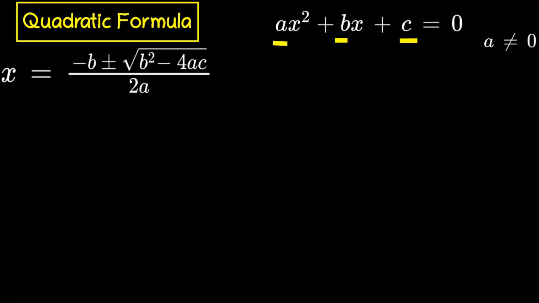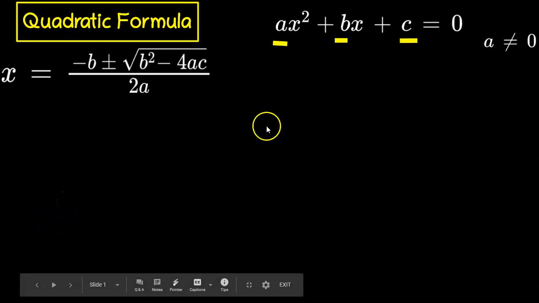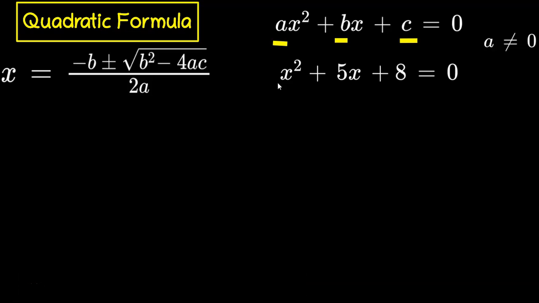Now that we know what the quadratic formula is, let's take an example. Let's look at x squared plus 5x plus 8 equals 0. The first thing you need to consider before using the quadratic formula is to verify if the equation is equal to 0. If it is not equal to 0, you need to manipulate your equation and move everything to one side in order to make it equal to 0. Now, if we look at our equation, it is already equal to 0, so we can use the quadratic formula.